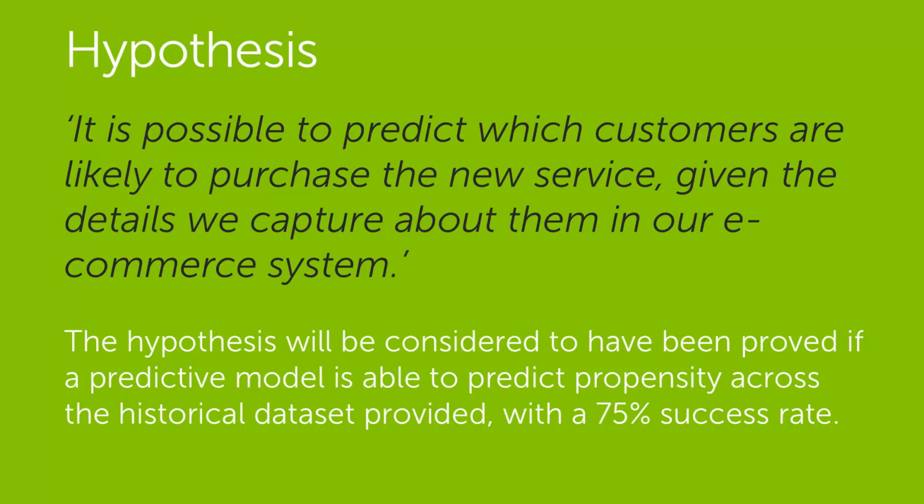The hypothesis will be considered to have been proved if a predictive model is able to predict propensity across a historical dataset provided with a 75% success rate. The 75% value is necessary so we have some sort of metric to aim for when evaluating the suitability of our model.